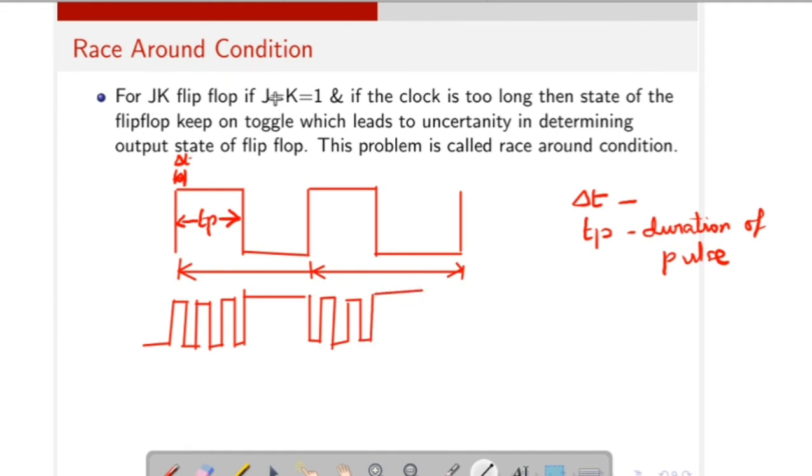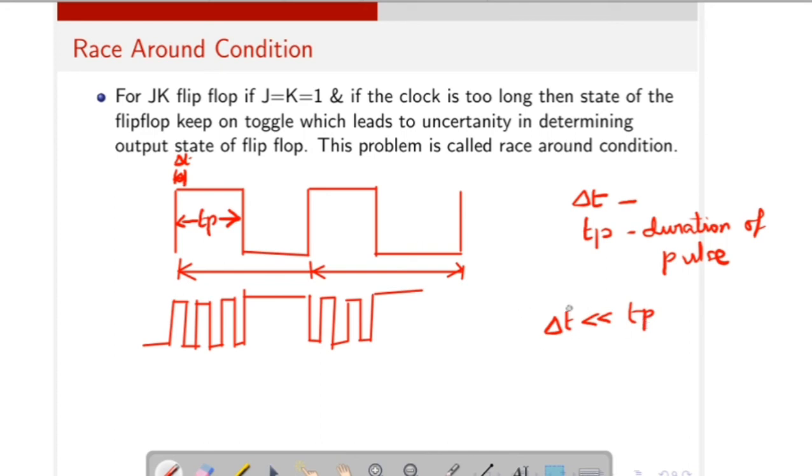Race around condition means for a JK flip-flop, if J is equal to 1 and K is equal to 1, and if the clock is too long, then the state of the flip-flop keeps on toggling, which leads to an uncertainty in determining the output state of the flip-flop. We can't predict the output, whether it is in state 1 or state 0. It keeps on toggling. This problem is called the race around condition. It occurs because of the propagation delay, that is, delta t is very much lower than Tp, very much lower than the duration of the pulse.